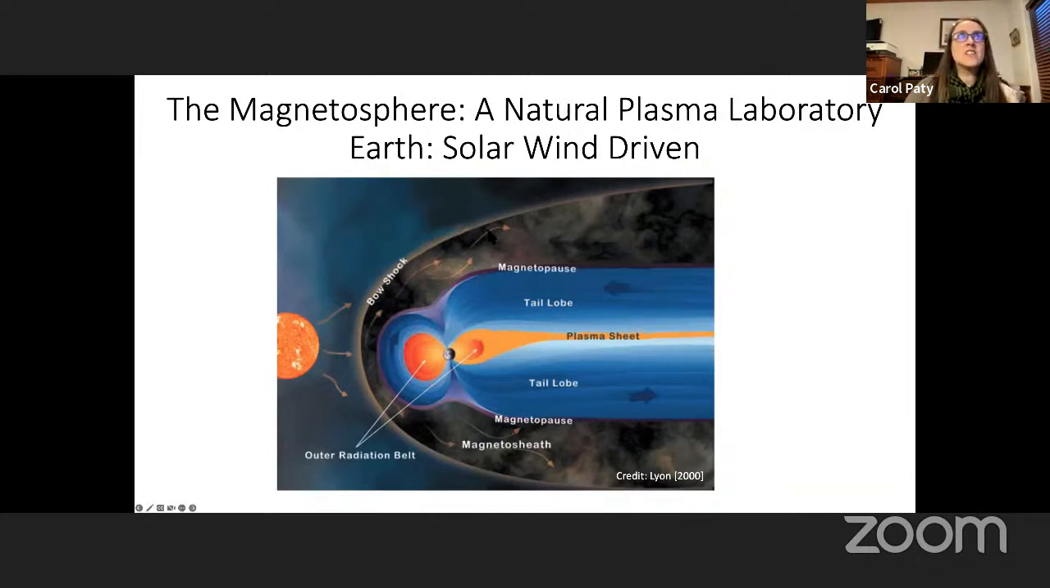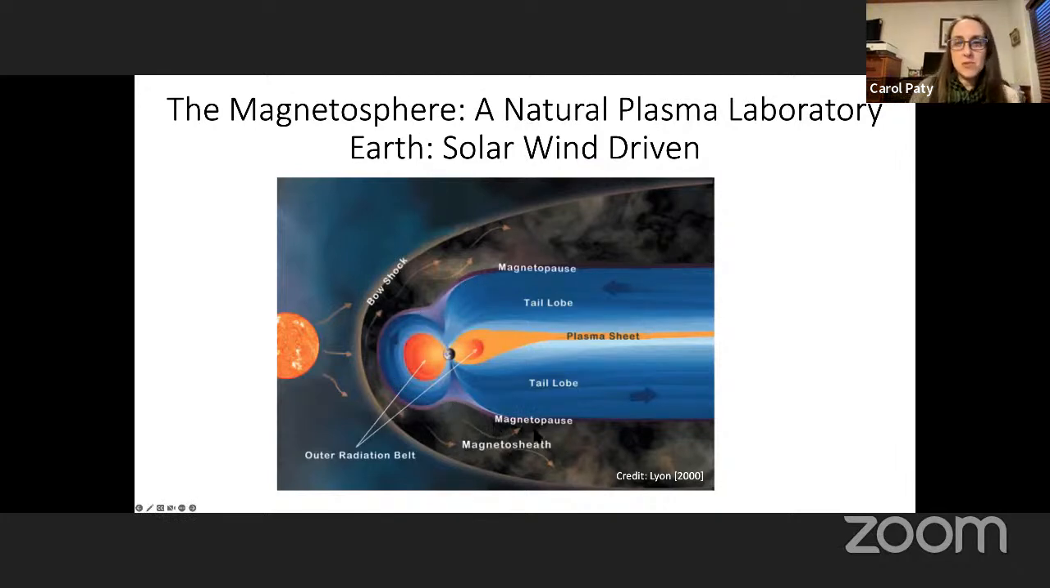We have this shocked plasma and magnetic field region called the magnetosheath, where all that dynamic speed from the solar wind jumps over that shock and is translated into thermal energy. So very hot, turbulent plasma in the magnetosheath. And then we have this purple boundary called the magnetopause.